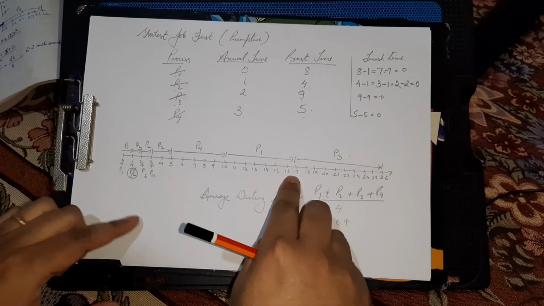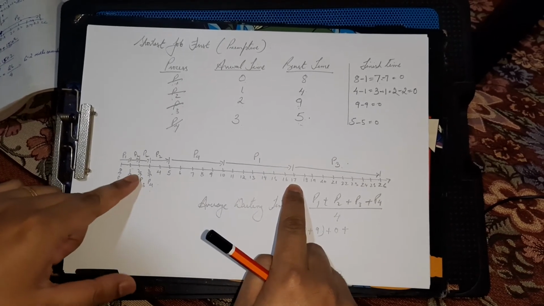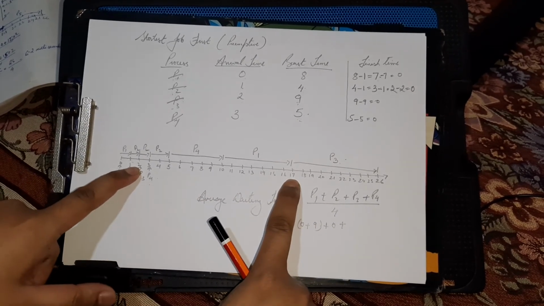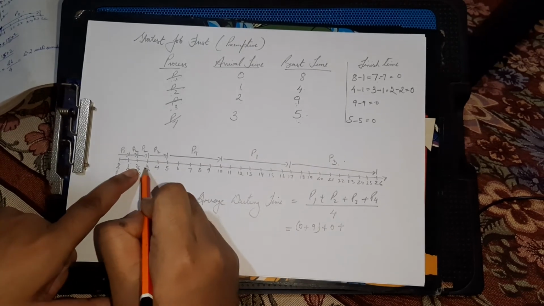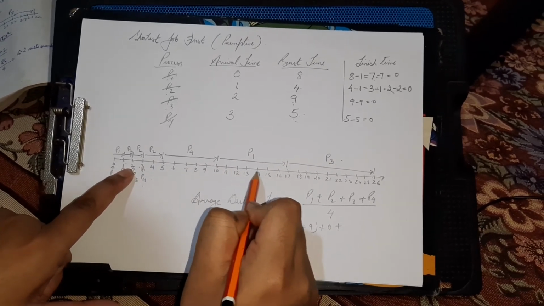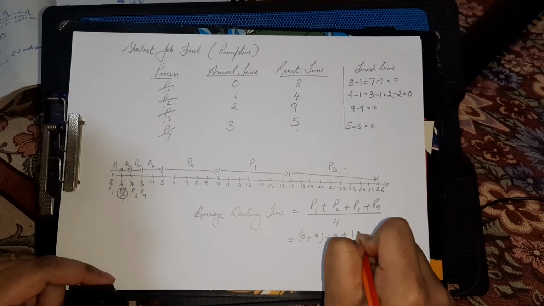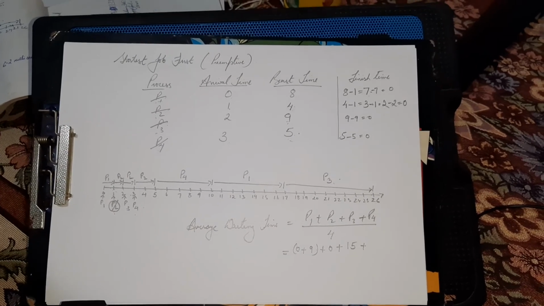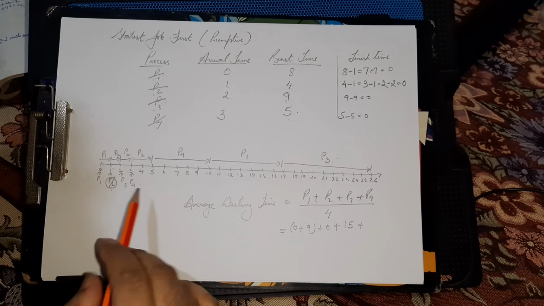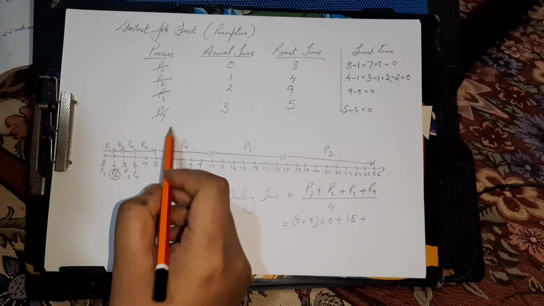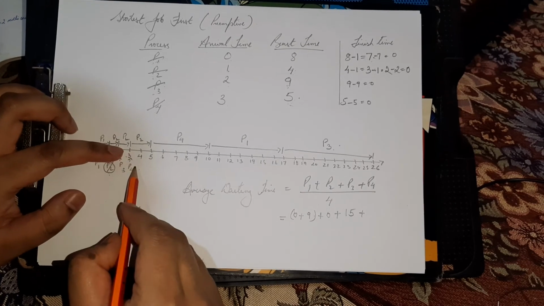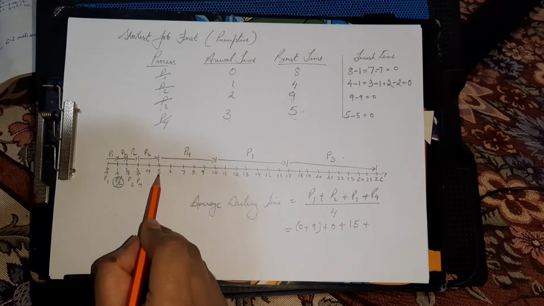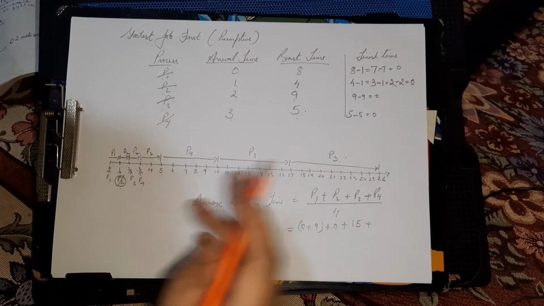P3. Now P3 got the CPU at 17 milliseconds. It arrived at 2 milliseconds. So its total waiting time is 1, 2, 3, 4, 5, 6, 7, 8, 9, 10, 11, 12, 13, 14, 15 milliseconds. Right? Okay. Now you see P4 arrived at 3 milliseconds, right? 3 milliseconds, and it got the CPU at 5 milliseconds. So it had to wait 2 milliseconds.